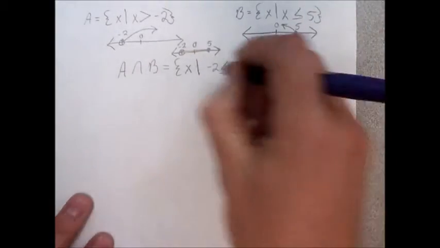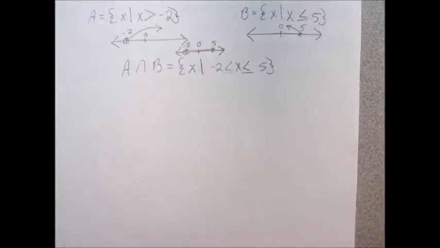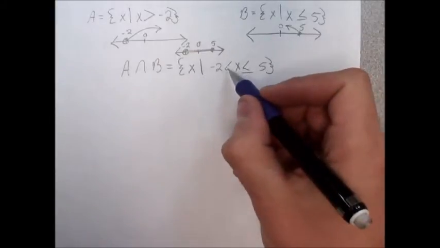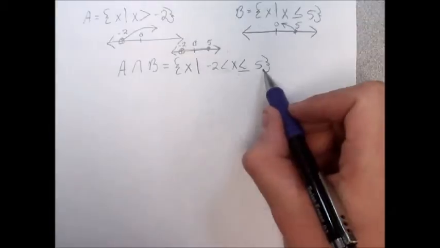Oh yes, you're right, sorry. Bad habit. Okay, so we get x is greater than negative 2, which is reflected in that drawing, but less than or equal to 5. Boom.